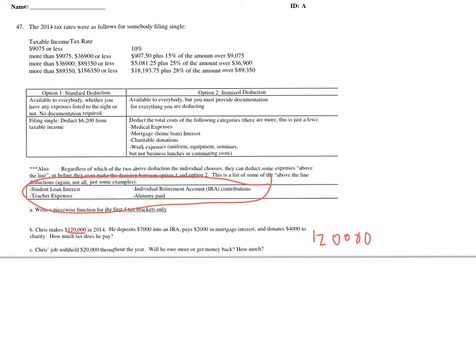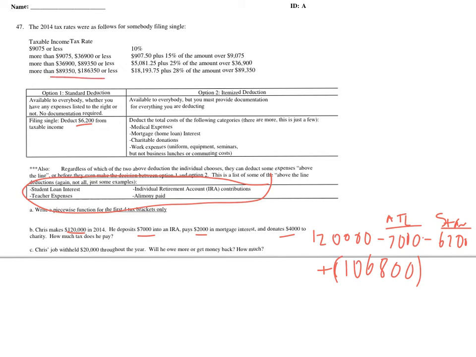So we're going to do 120,000 minus, we got 7,000. And that's the only above the line. And then we'll have to decide if we do the standard deduction for 6,200 or if we do the itemized. So it looks like his itemized add up to 6,000. So I'd rather do the standard deduction of 6,200. So I'll do that in my calculator. And that's going to be a taxable income of 106,800.